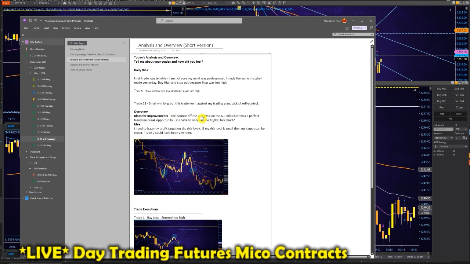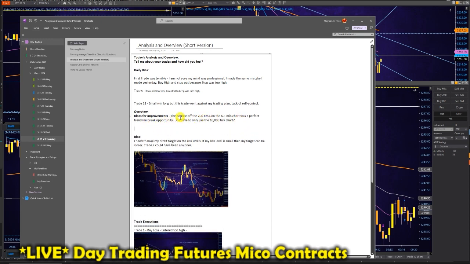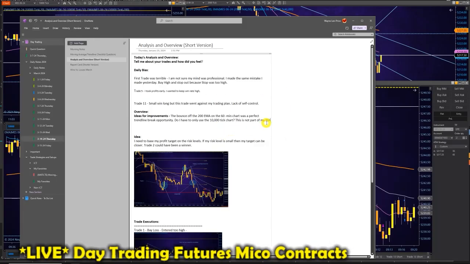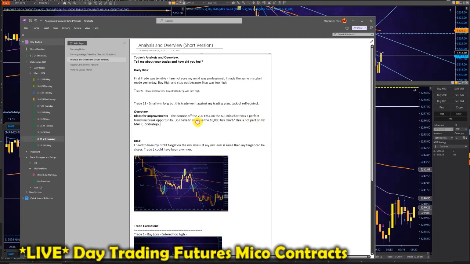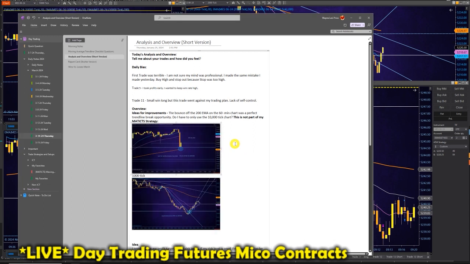Bounce off the 200. I need to get a picture of that. Bounce off the, well, this is not part of my strategy though. It's not part of my MATICTS strategy. So if I'm going to take trades like that, then I will have to add multiple strategies to the situation. Am I going to focus on this strategy for this month or not? Am I going to continuously be distracted, sidetracked, and attracted to other ideas outside of this strategy that I need to master?